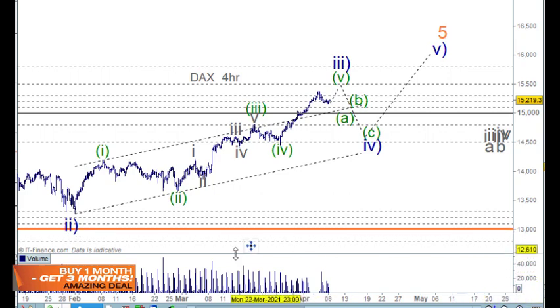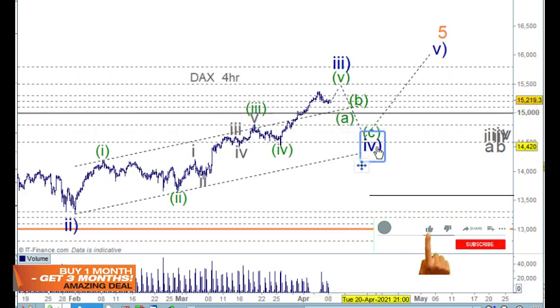So in a bit of a nutshell, we're looking from wave 2 here to wave 3 here, with 5 waves of 1 and 2 and 3 and 4 and 5 here for wave 3. And then pull back to wave 4.